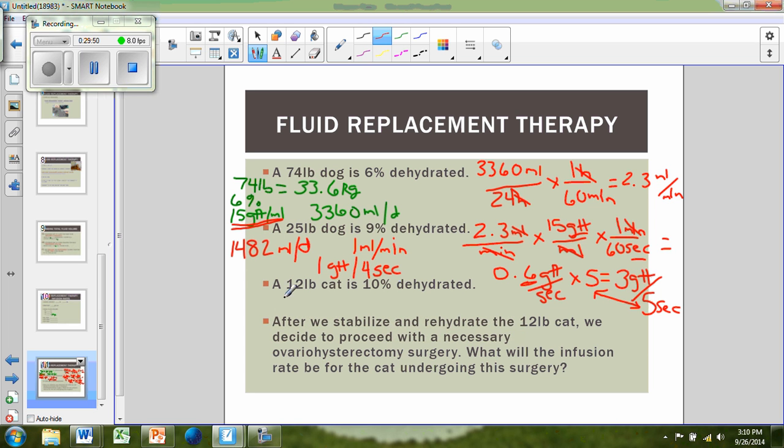Okay, for the 12-pound cat that's 10% dehydrated, you should get, for the total, 770 mLs per day. You should get 0.5 mLs per minute. And for the drip rate, you should get 1 drop in 2 seconds. Now, these are separate.